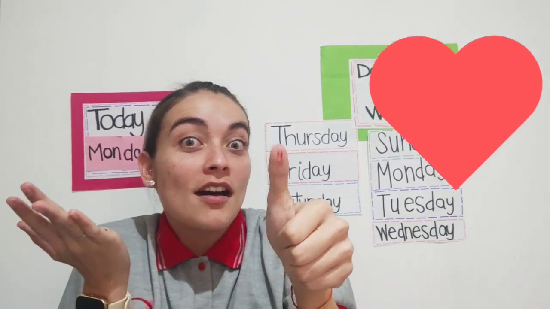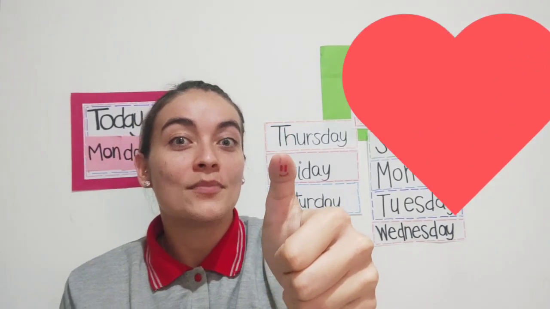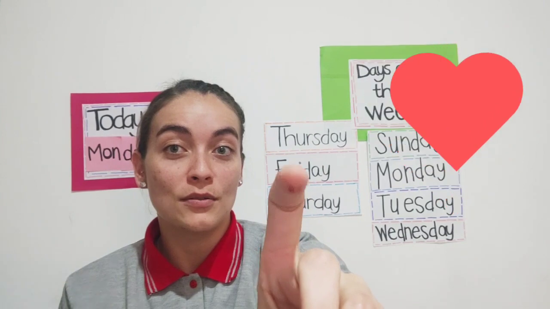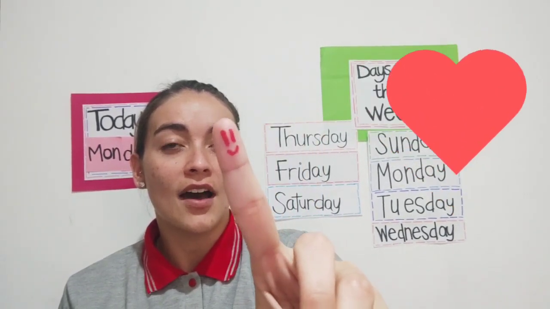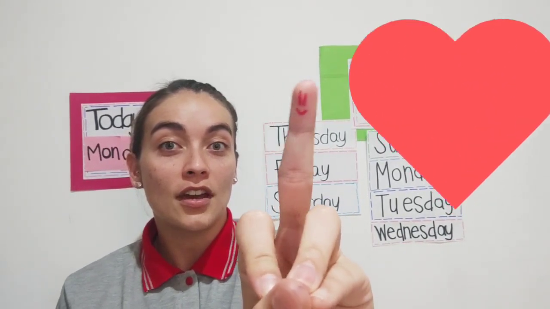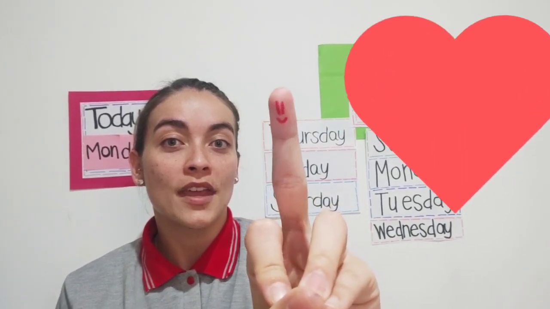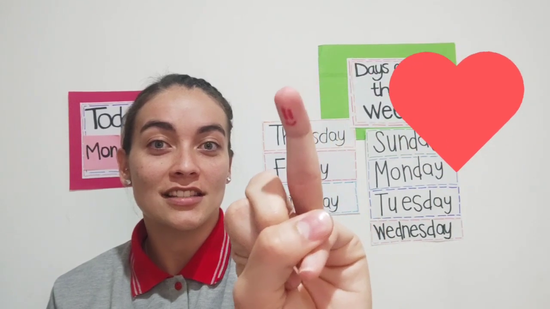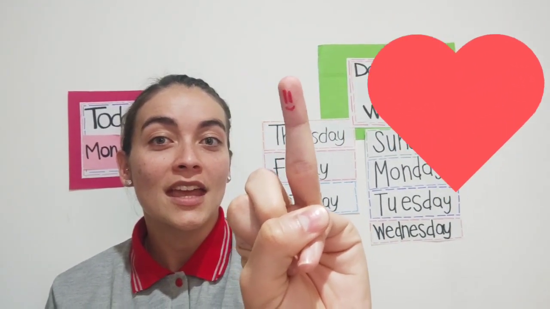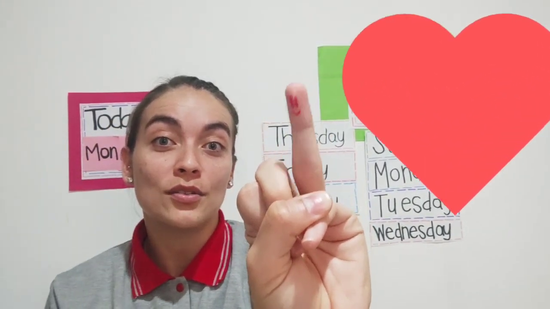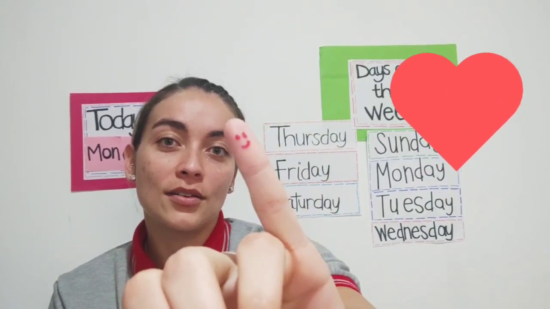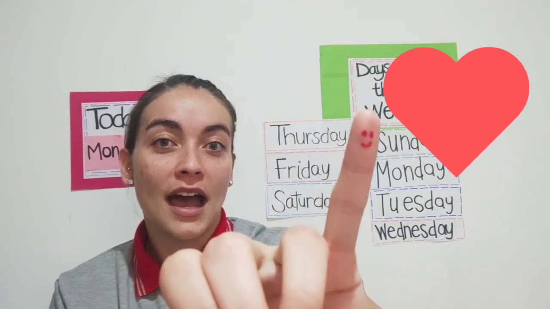Father finger, where are you? Here I am, how do you do? Mother finger, where are you? Here I am, how do you do? Brother finger, where are you? Here I am, how do you do? Sister finger, where are you? Here I am, how do you do? And our last finger is the baby finger, where are you? Here I am, how do you do? And we completed our family.